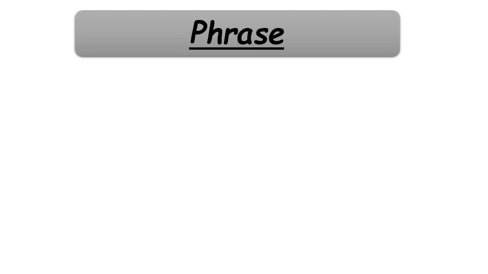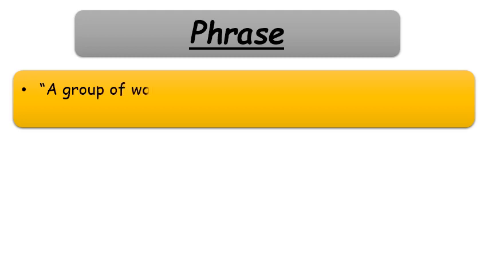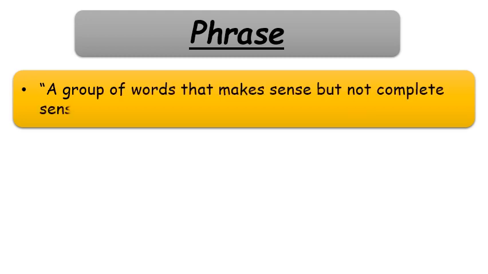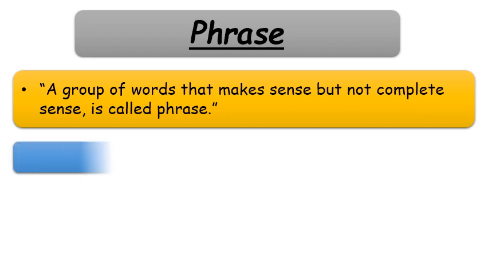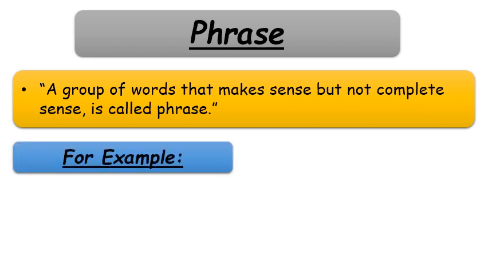Before we start reading rule number 4, let's see what is the meaning of phrase. A group of words that makes sense but not complete sense is called a phrase. A phrase gets its identity from the function it performs in the sentence. A phrase expresses an idea. The words in a phrase are closely related to each other. To clarify it, let's see some examples.